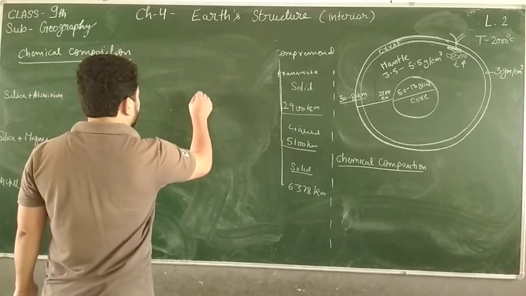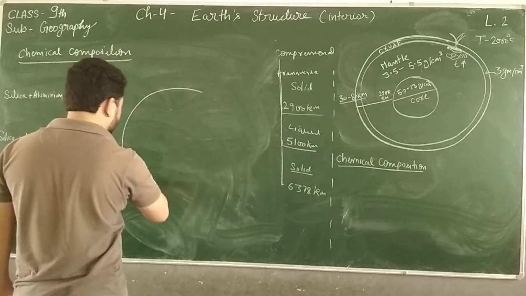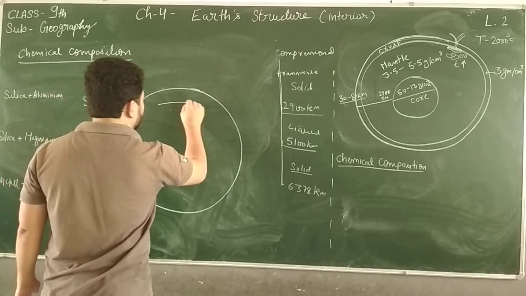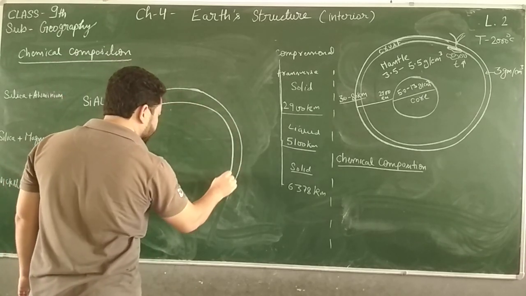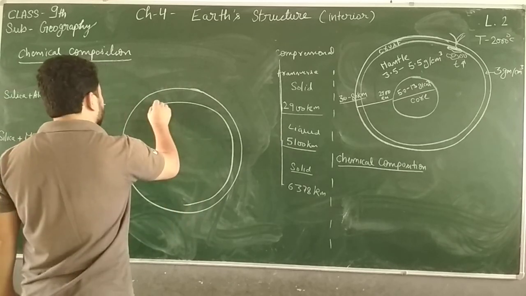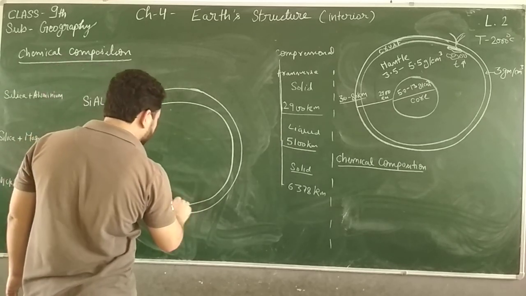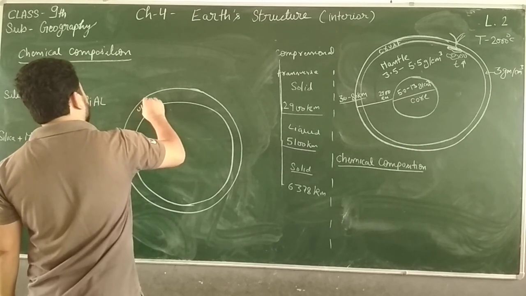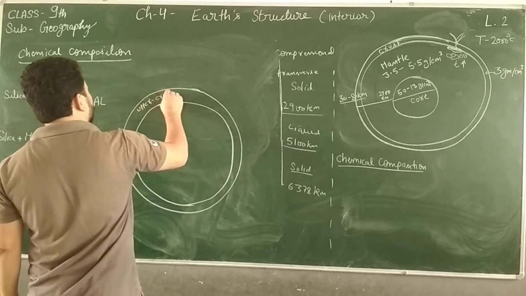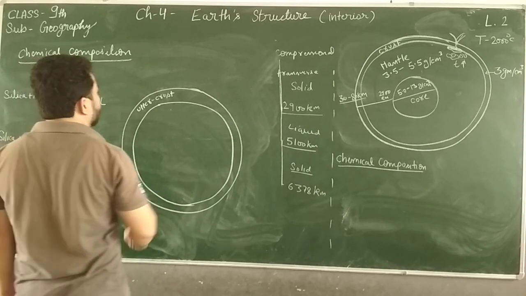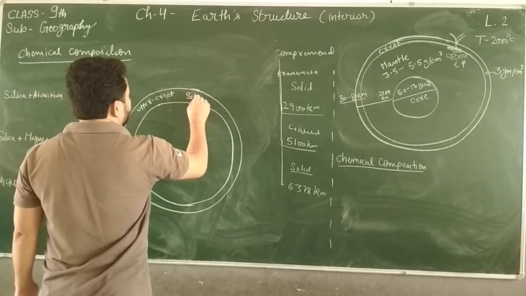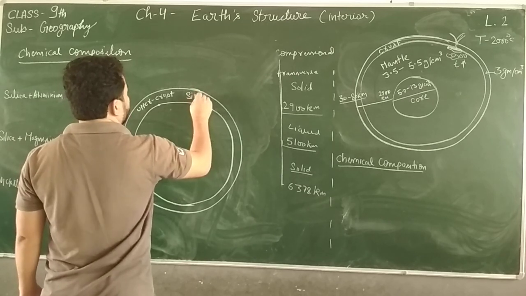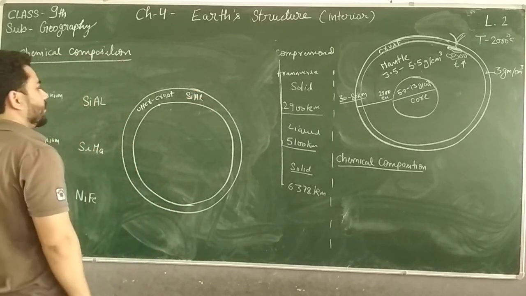So the layer of the earth, the upper crust, although it is not that wide, I am drawing it to show you clearly. This is, suppose, the upper crust. So this upper crust is composed of what? It is composed of silica plus aluminium. So it is called sial.